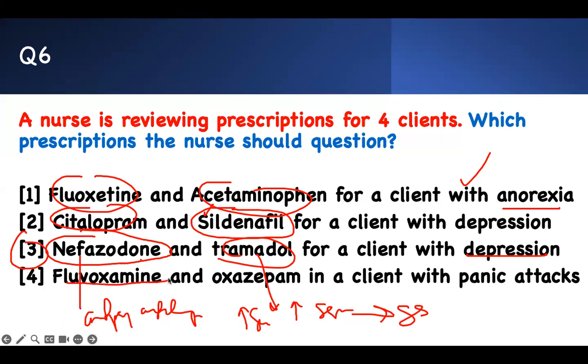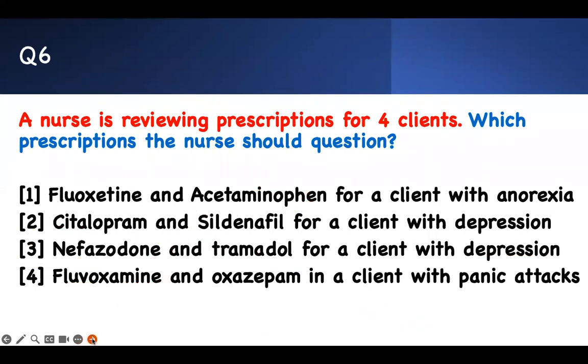Fluvoxamine and what? Oxazepam. What do you think? This is a benzo, and this is what? SSRI. You can combine SSRI with benzos to treat anxiety disorder. So 3 is a problem. This is the hardest question I've created. So bear with me, but if you go through that, you master the names of the medications, you see they are easy. So keep charging as always.